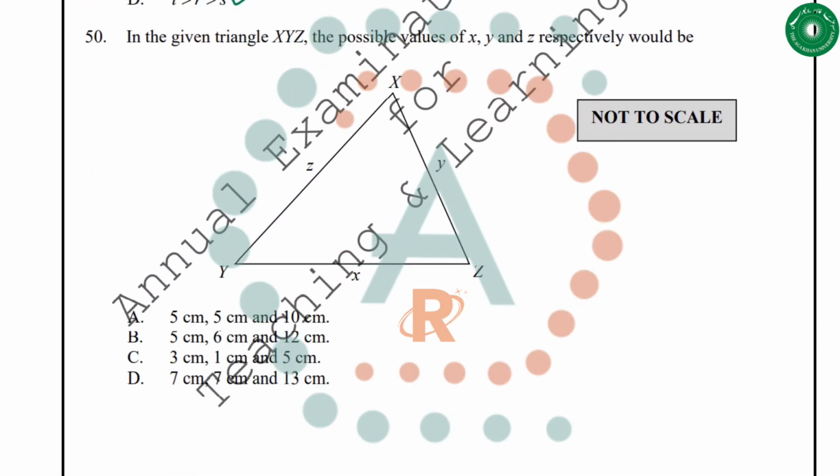In the given diagram, what will be the possible values of x, y and z would be? So we know that sum of any two sides should be greater than the third side. So the correct answer will be in option D, that sum of any two sides 7, 7 and 13. किसी भी दो साइड्स को सम करें तो आंसर जो है वो तीसरी साइड से हमेशा बड़ा आएगा. सो ऑप्शन डी इज द right answer for this question.